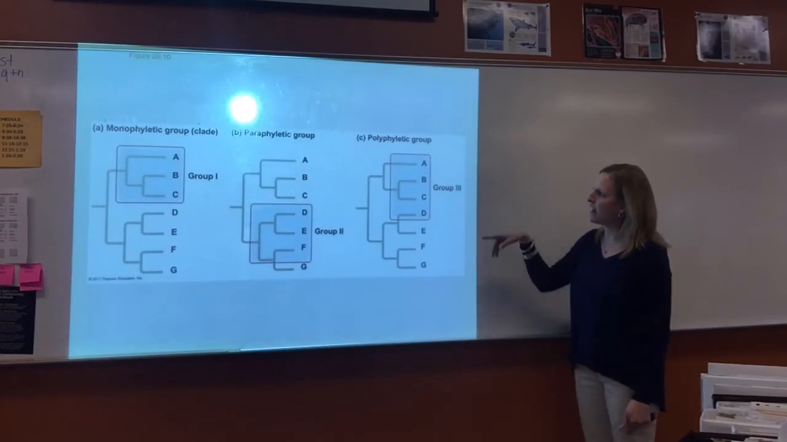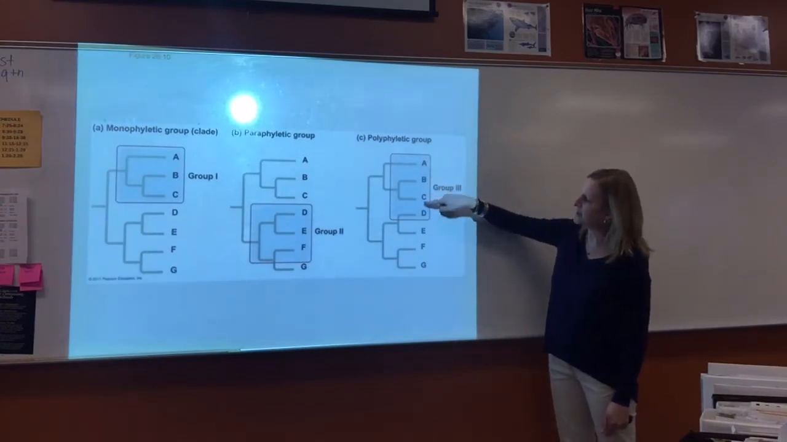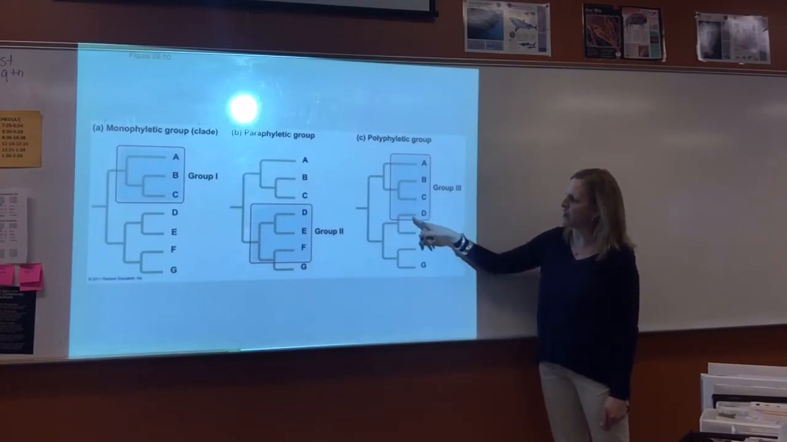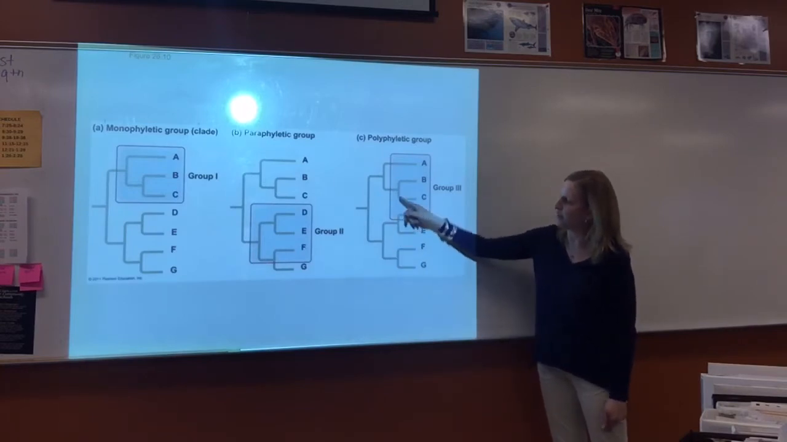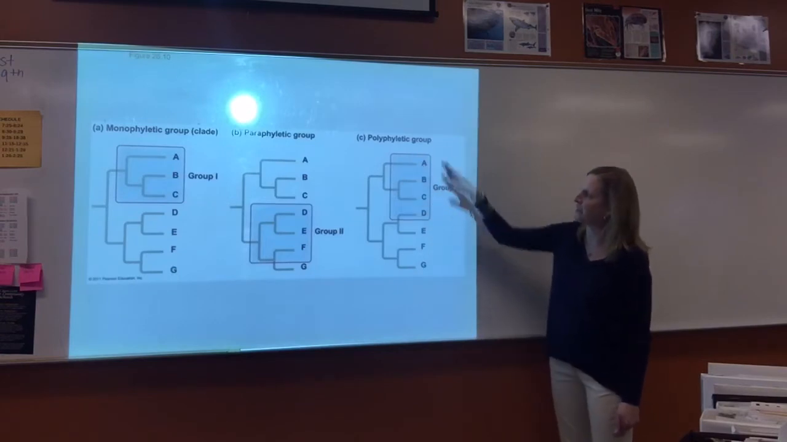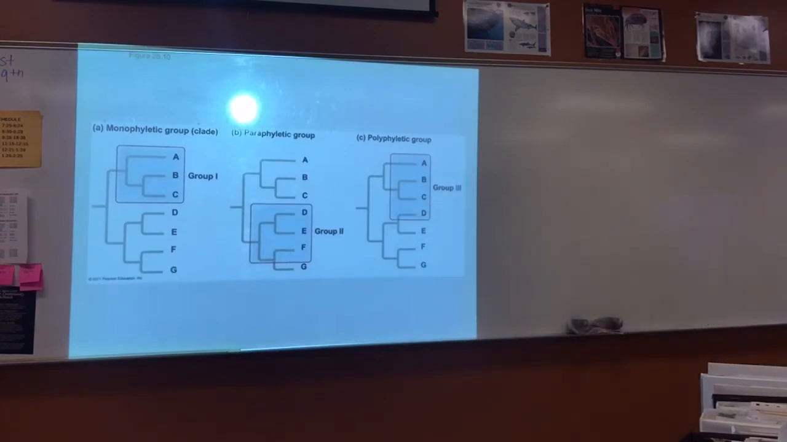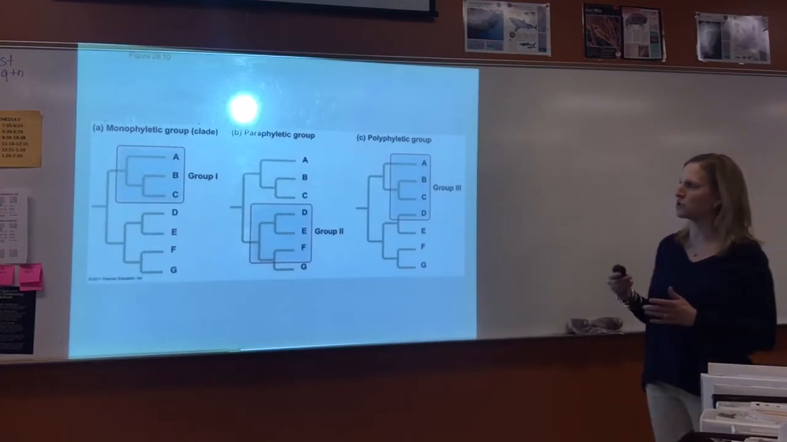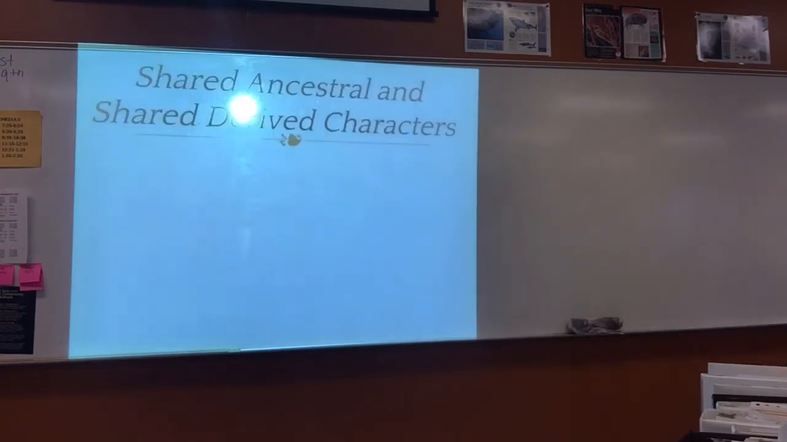And polyphyletic, notice here we're looking at A, B, C, and D, and it doesn't include a common ancestor for all of them, and so D is in this other branch here, and so it's kind of incomplete that way. And so that's the polyphyletic group, all right? And so that's a clade, all right? So a clade is a small portion of a larger tree.